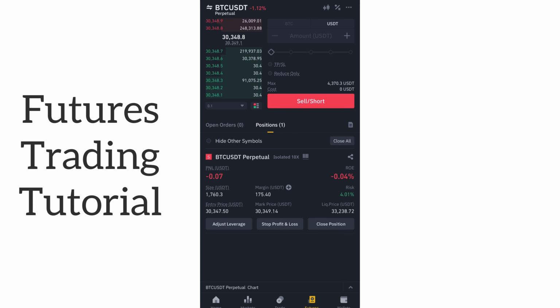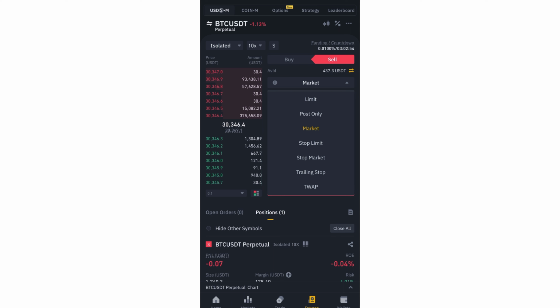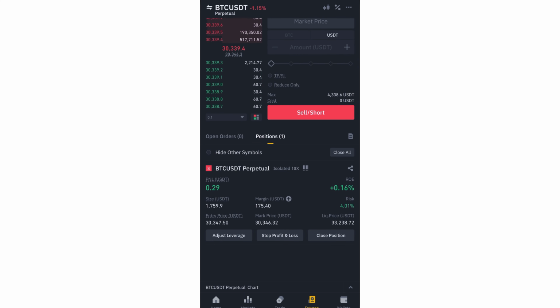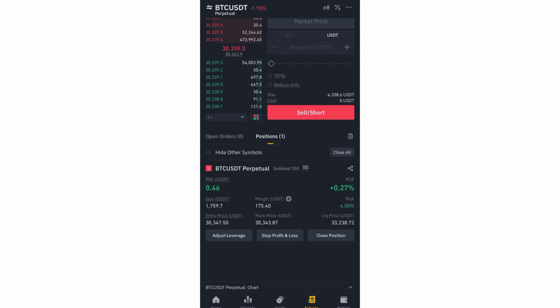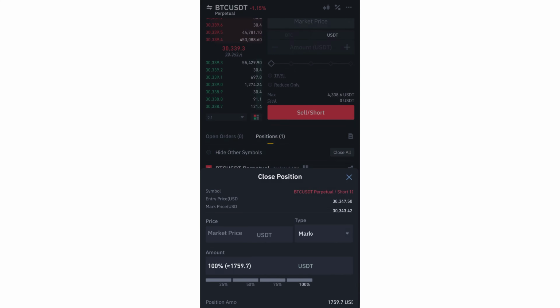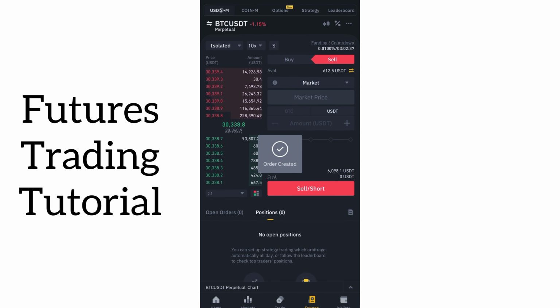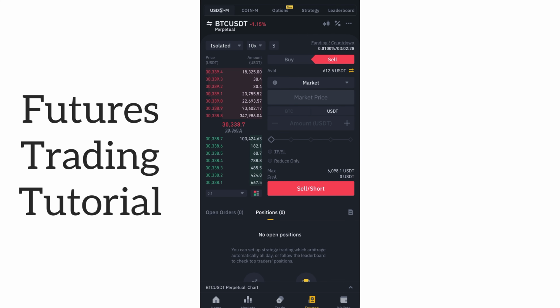So that's how you trade on futures. You can use the market order, you can use the limit order, you can use all these orders to set your trade. But what you have to understand is that when you are trading futures, you are either buying long or you are selling short. I'm going to close this trade right away because I'm actually using it as an example. When you are buying long, it means that you are predicting that the market is going up, and when you are selling short, you are predicting that the market will go down.